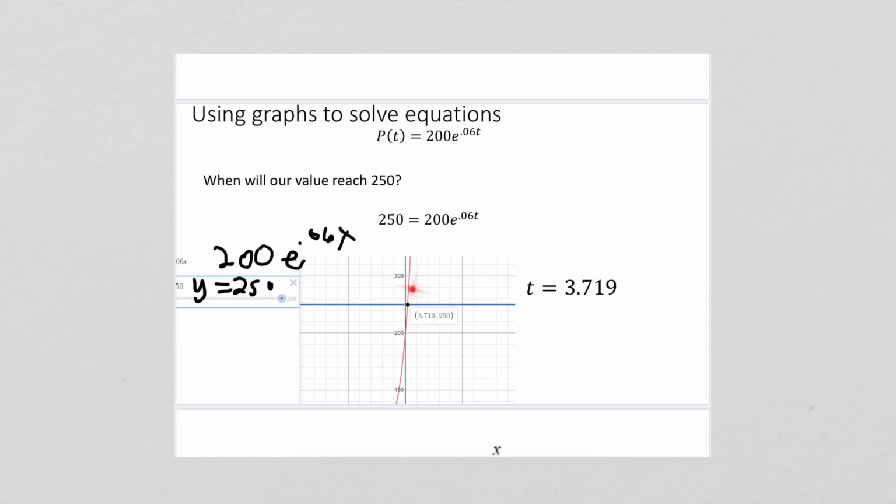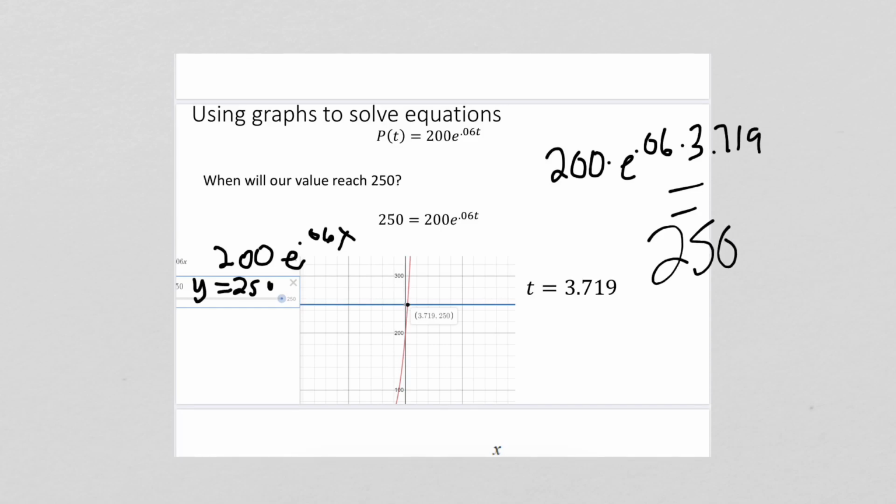So here's the graph, 200e to the 0.06t. And then here's 250. And they intersect at t equals 3.719. So what that means is 200 times e to the 0.06 times 3.719 is going to be equal to 250. So after 3.719 units of time, whatever our units of time are, we're going to reach our value of 250. So that is a quick graphical method to solving any equation by just looking for that intersection point.